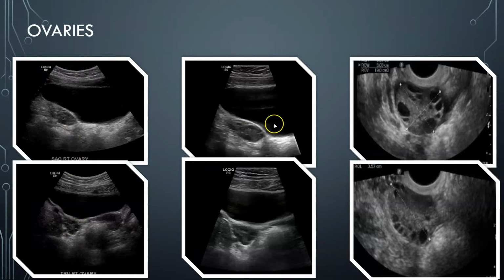So here's the ovaries with a curved probe, sagittal and transverse. Here's the same ovary with a linear probe, slightly higher resolution, sagittal and transverse. And then one with a transvaginal probe, which is the best view you can get of the ovaries in regards to resolution. You can see all the tiny little immature follicles. Obviously, this is the best view you can get of the ovaries, but these are very valid as well.